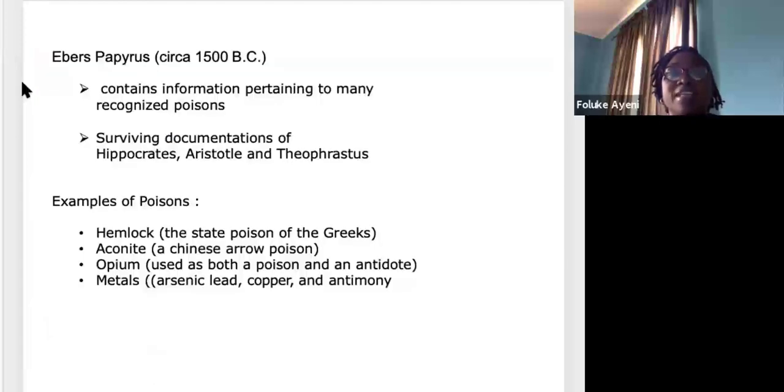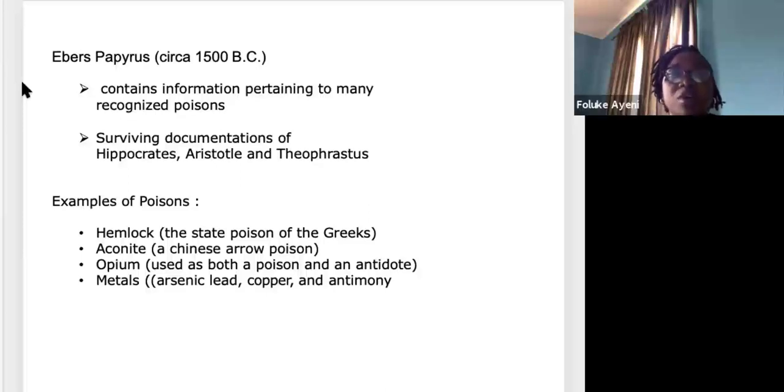So I've mentioned that the Ebers Papyrus contains information pertaining to many poisons. For the purpose of this lecture, let me use poison. There are also medications in that document. And then we have surviving documentations also of Hippocrates, who is also referred to as the father of medicine, of Aristotle, who is associated with pharmacy, and Theophrastus.